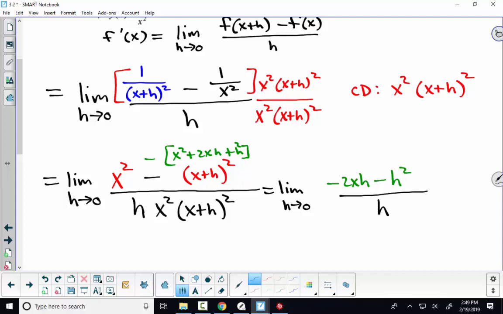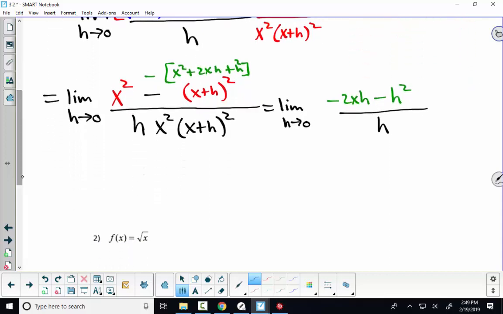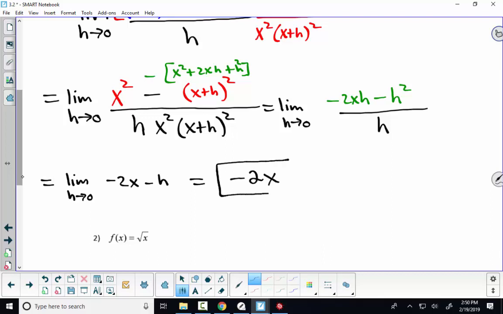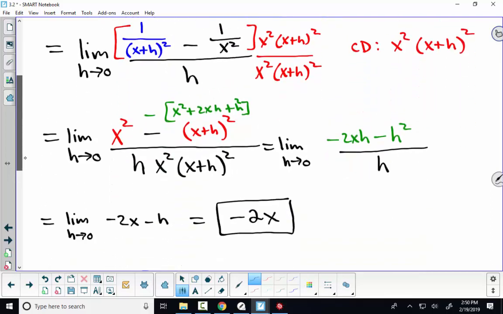So same scenario we've seen time and time again with these. As h goes to 0, what's our limit? Is what? Negative 2x, right? So there's the derivative. In other words, that function, negative 2x, gives us the slope at any point on the function 1 over x squared.